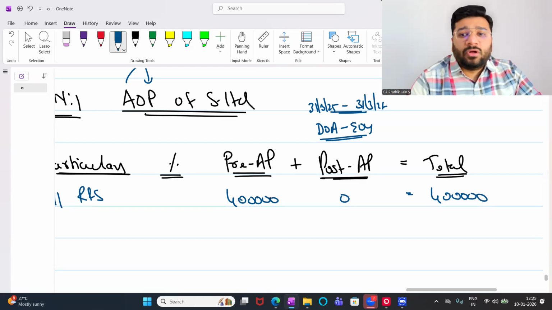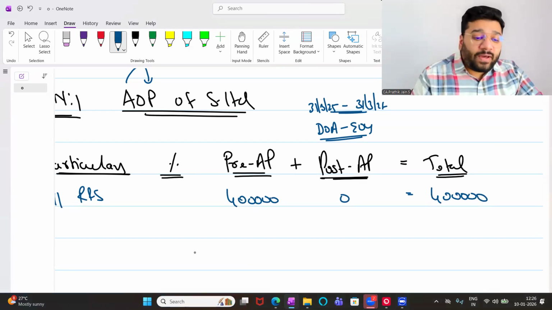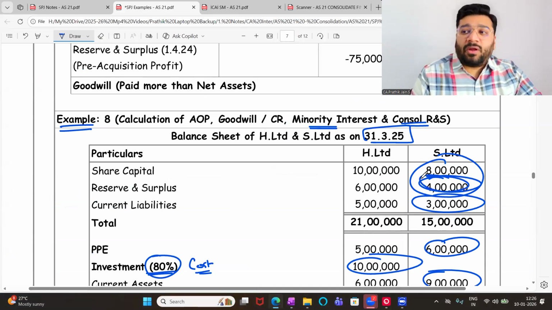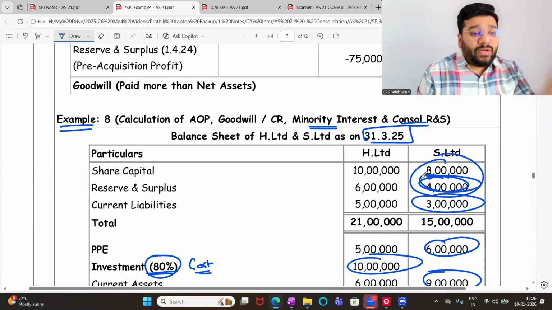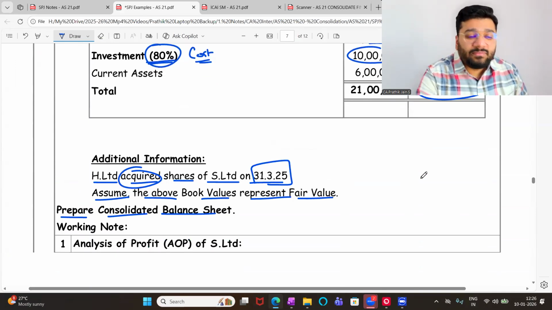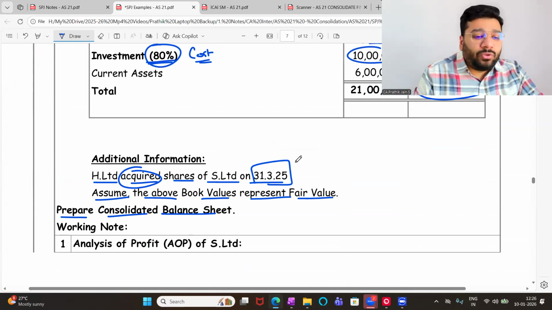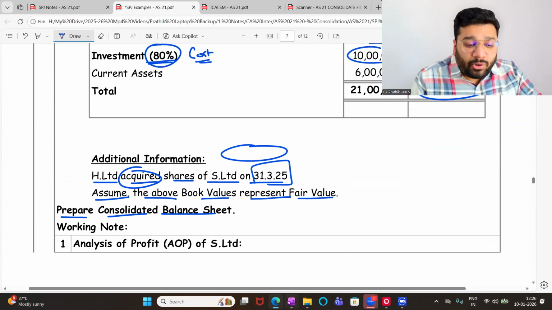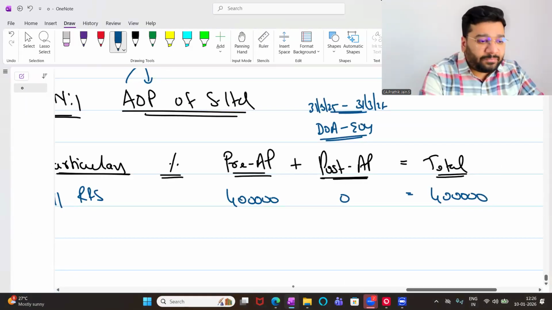Do not by heart. Go with the data. So far in all the previous questions, you saw 4 lakh is total profit and you were searching for pre-profit in the additional information. Nothing is given. So if you know the concept, you will not get panicked. Otherwise, if you don't see a pre-acquisition profit here, you'll get panicked. So here, by-hearting is not important. Learning with concept is very, very important.